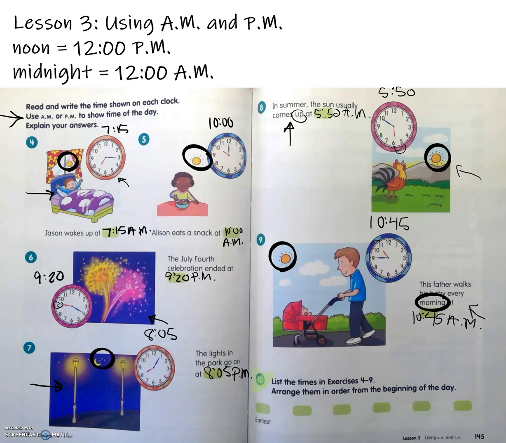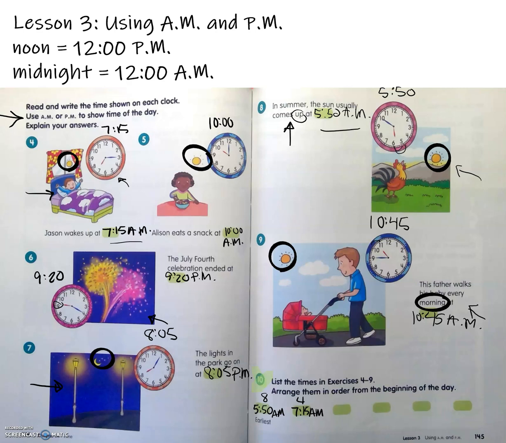Let's think about which time comes first. Well, originally I would think that 7:15 would have come first, but the sun usually comes up before you wake up, so the earliest time is 5:50 a.m., so that is number 8. After that would be 7:15 a.m., and that's number 4.